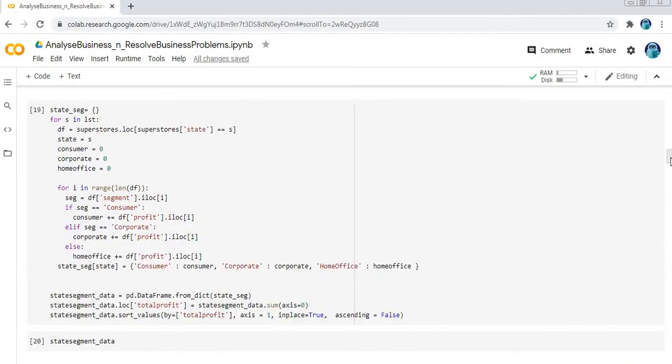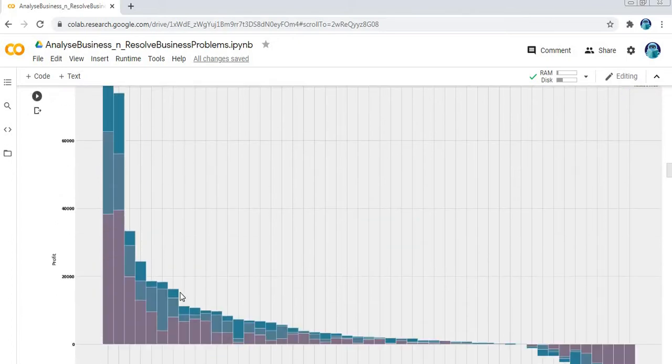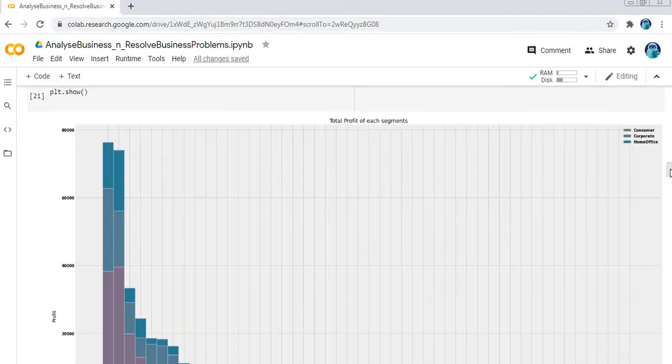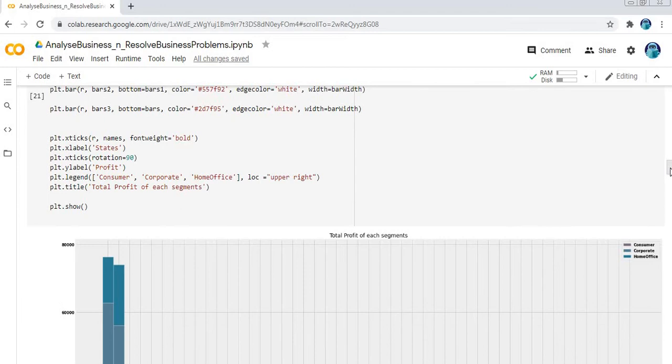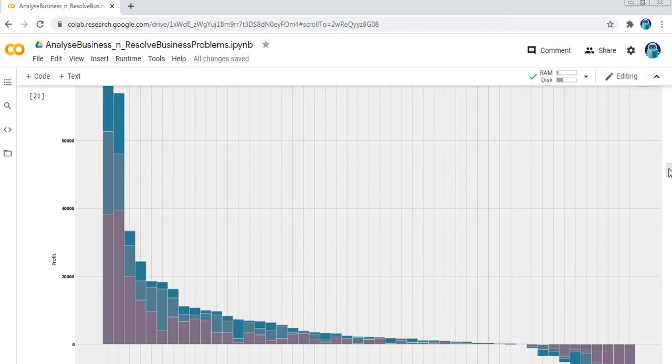As we can see, California and New York are earning a great profit in each of the segments, whereas the states from Oregon to Texas are also selling, but their profit is going negative, meaning they are making a loss. So this is not only about profit and loss, but also about how many items they have sold and what profit or loss they have got in that segment's sales. So this is related to that too.